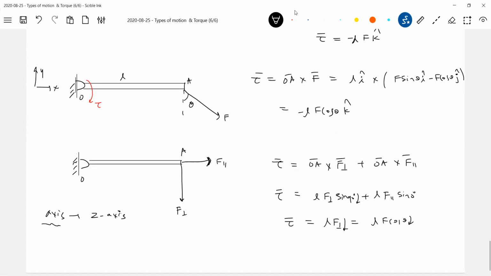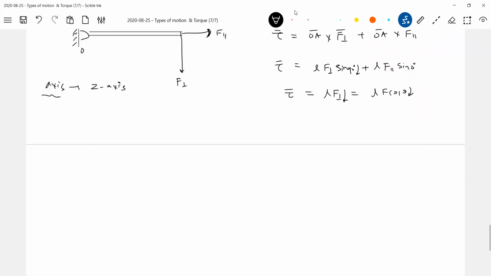So shall I put the condition now? The first condition: if a force intersects the axis of rotation, the torque set up by such a force will be 0.